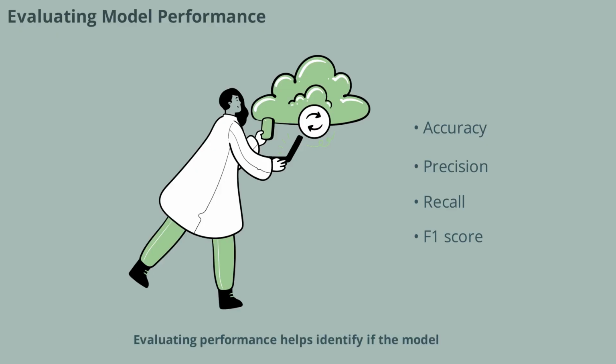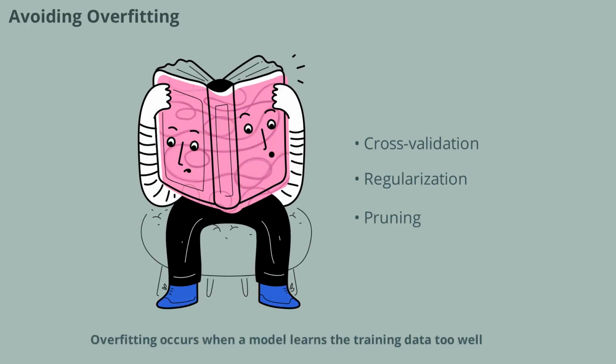Evaluating performance helps identify if the model is ready for deployment or needs further improvement. Overfitting occurs when a model learns the training data too well, including its noise and outliers, resulting in poor performance on new data. Techniques like cross-validation, regularization, and pruning can help prevent overfitting. It's important to strike a balance between fitting the training data and maintaining the ability to generalize to unseen data.